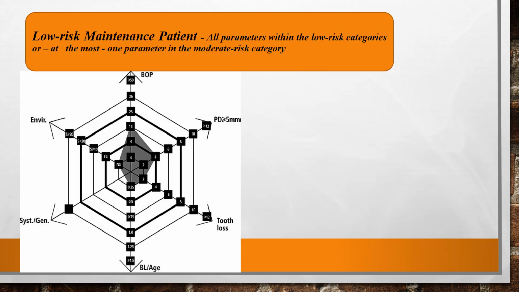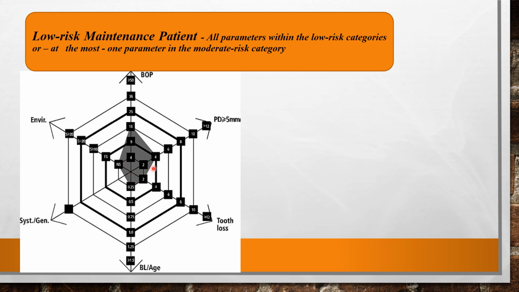Coming to the assessment of whether a patient is low risk maintenance or moderate risk: we will be given the factors, and you need to draw the diagram with all 6 factors and the values to be marked, note down which factor it is, and shade the column inside. For this case, it is a low risk maintenance patient, with all parameters within the low risk, or at most one parameter in the moderate, so it is considered low risk.